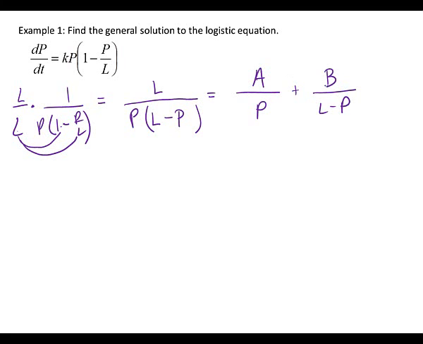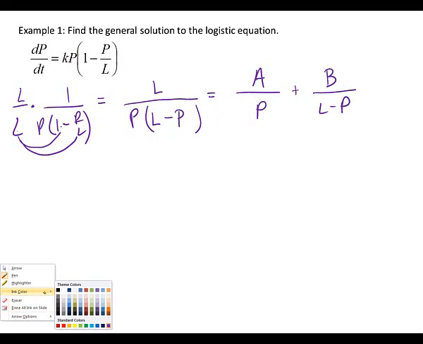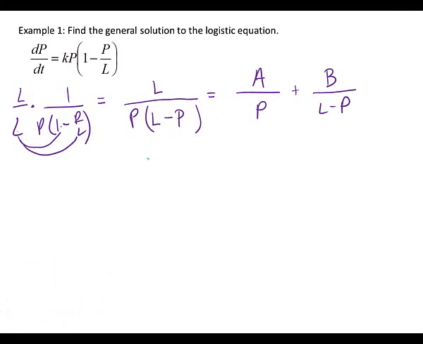Okay. All right. So we're now doing partial fractions like we did yesterday. That's why I taught it yesterday. So this one, we multiply by the common denominator, P times L minus P, and it would cancel. We would just be left with L. Okay. This one we would multiply by L minus P, right? So we would have AL minus AP. What would we multiply this B by?